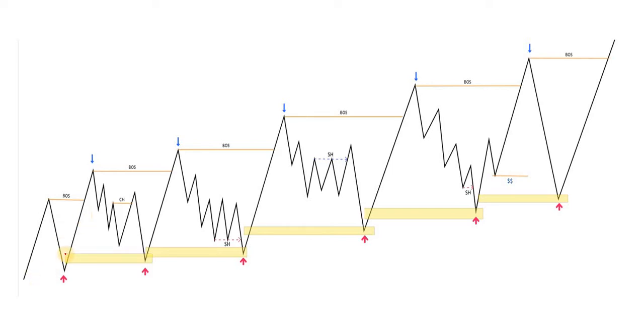Now let's assume that we have identified a point of interest here that led to the break of this structure. After the break of the structure, we expect price to return to origin. And let's assume that price is already doing that, creating low, high, lower low, lower high, lower low, and eventually we have a minor change of character because this is an internal structure.